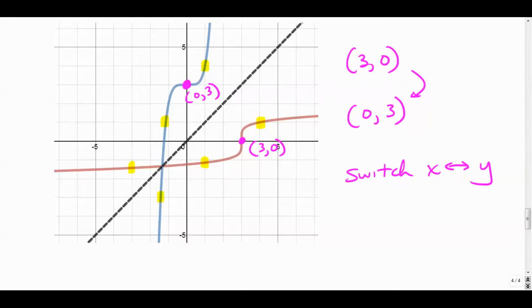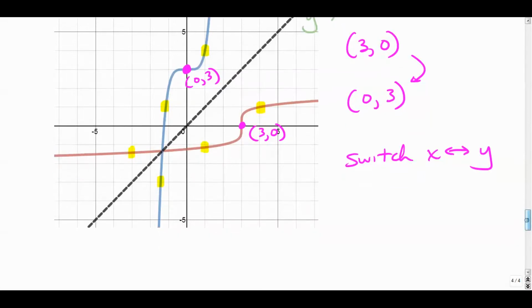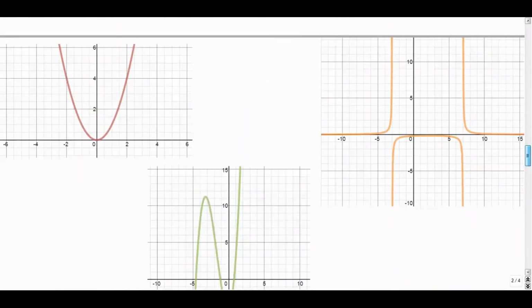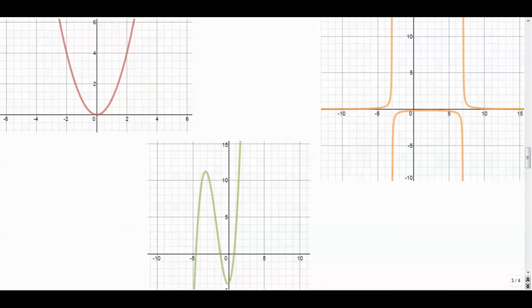Alright, and that's true of every single point here. And they're always going to be symmetrical across this line y equals x. y equals x, of course, is just this standard diagonal, and it's here in a dotted line. So again, if you want more graphing connections, go watch one of my other videos on the graphical inverse. But let me show you a few examples of functions that are non-invertible.